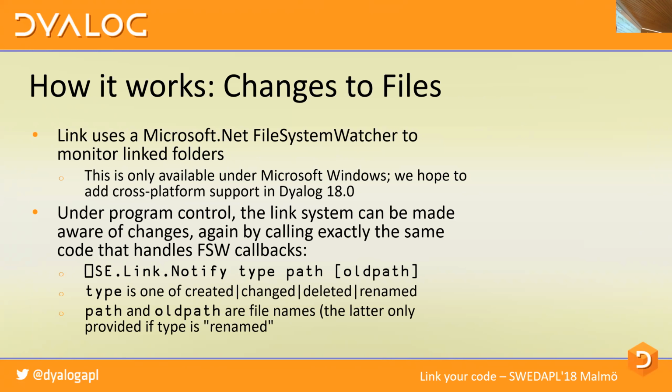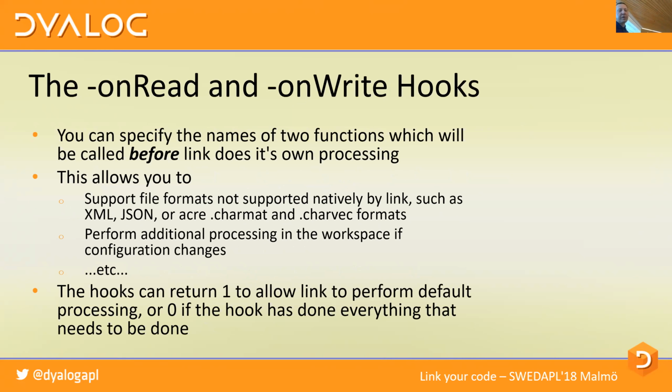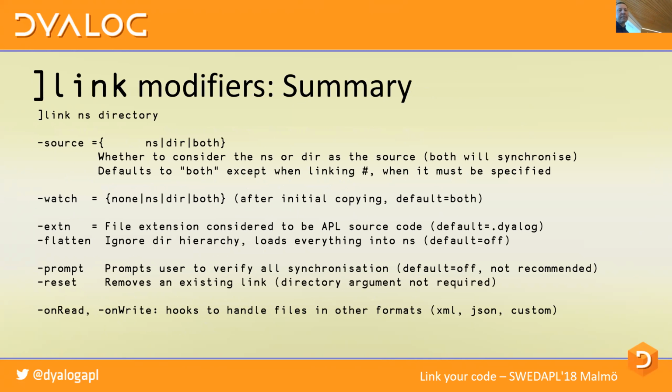So I know there are people who have stuff out there in XML files or JSON files or .charmat files, their own formats. And if somebody edits an XML file externally, and that's something that Link doesn't really know how to do anything about, you get a chance to grab that event, define some variable perhaps from the XML or whatever you need to do, and then tell Link, don't worry about it, I've taken care of it. Yeah, that's these hooks on read and on write.